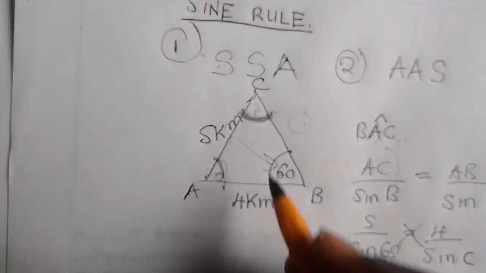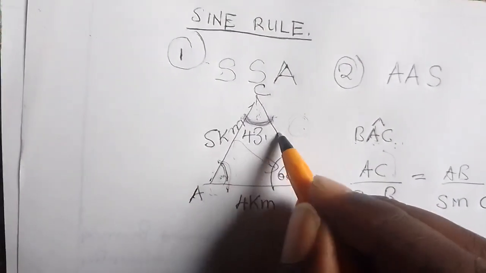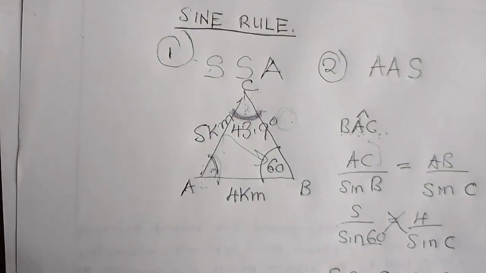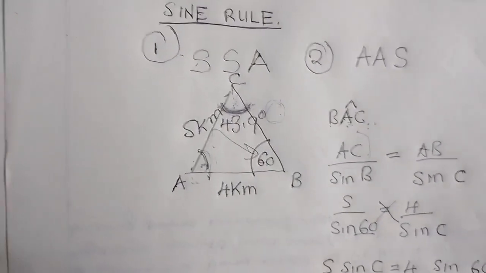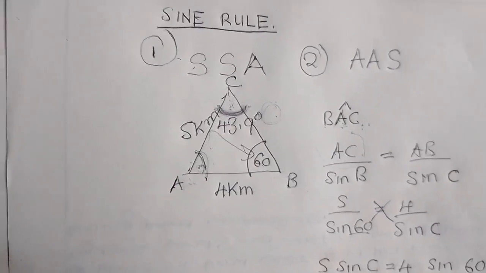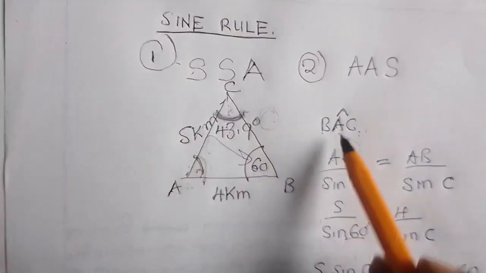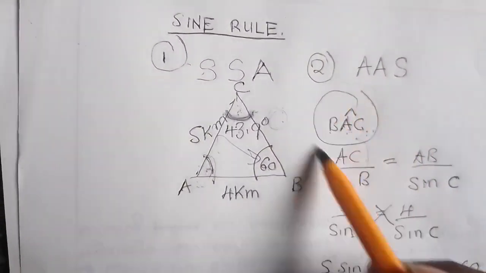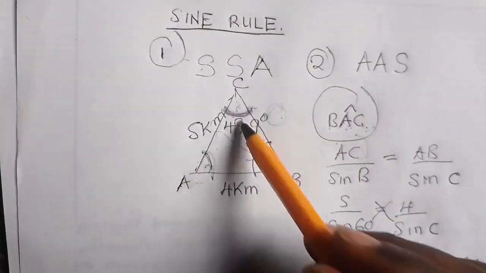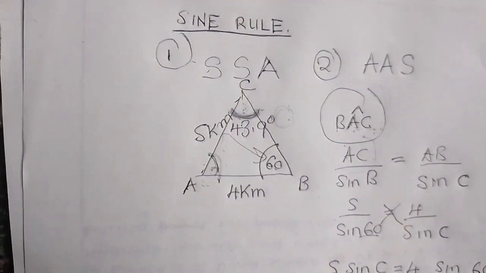So I go back to my diagram. I know that here where there is C, there is 43.9 degrees. So you know that there is 43.9. Here in the question, you were asked to find this, but you cannot find this directly. So what you are going to do now, since you've got these two angles, and you know that angles inside the triangle add up to 180.